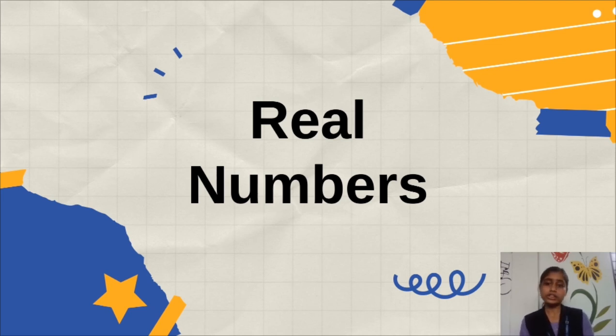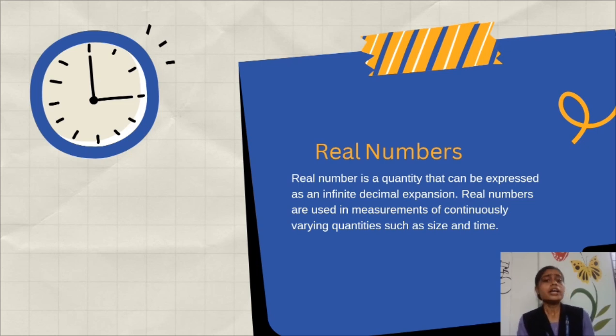Today, we are going to learn a mathematical topic, real numbers. What is real numbers? Real numbers is a quantity that can be expressed as an infinite decimal expansion. Real numbers are used in measurements of continuously varying quantities such as size and type. Real numbers consist of different forms of numbers such as natural numbers, whole numbers, etc.